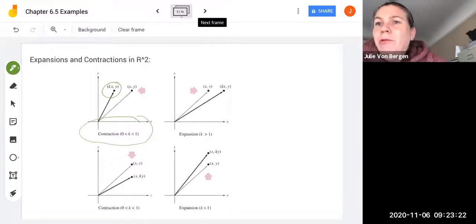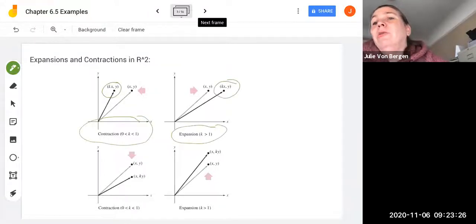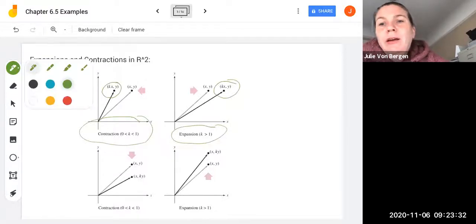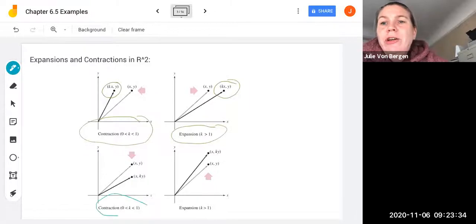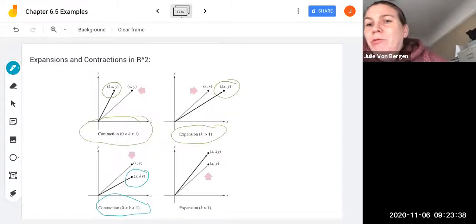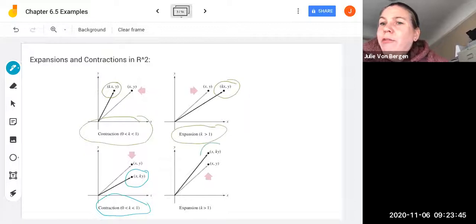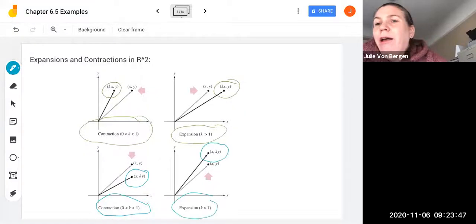If we're expanding horizontally, we see Kx, now that K is greater than 1, stretches our vector out in the horizontal direction. And then similarly, for contraction in the vertical direction, if Ky, where K is between 0 and 1, is our change, then we shrink in the vertical direction. And if K is greater than 1, Ky expands in the vertical direction, or extends in the vertical direction.